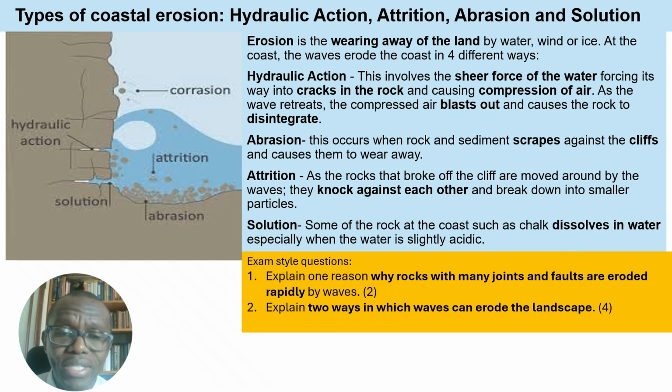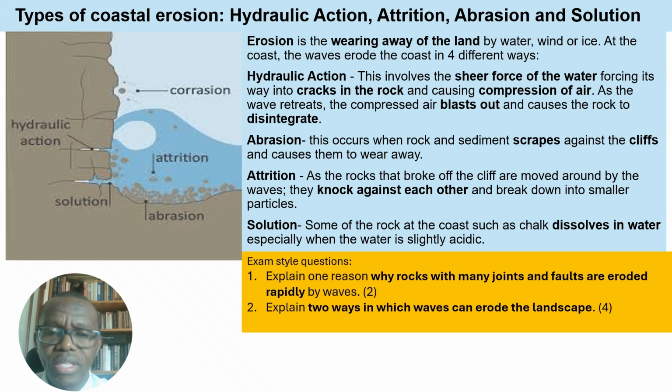The first question says to explain one reason why rocks with many joints and faults are eroded rapidly by waves. Here we can talk about the fact that hydraulic action is going to act on those joints and faults in the rock and compress air into them. As the wave retreats, the compressed air is going to blast out of that rock and cause that rock to disintegrate. In so doing, such a cliff is likely to be eroded a lot faster, or rapidly, by the waves.